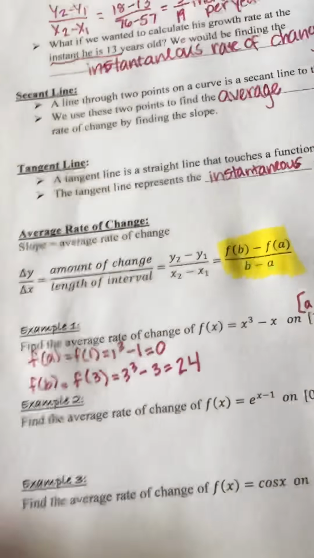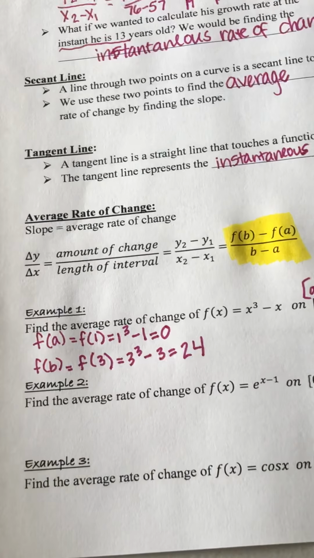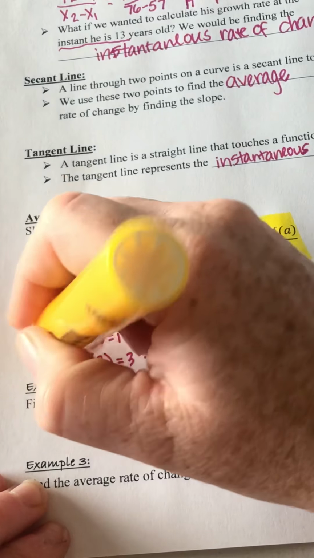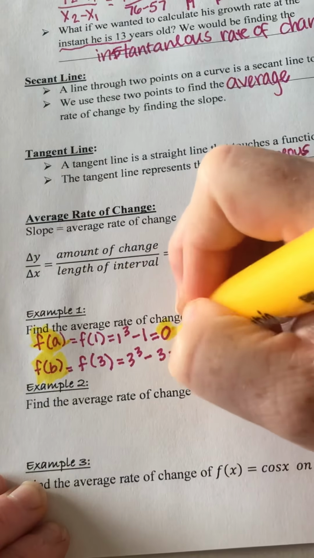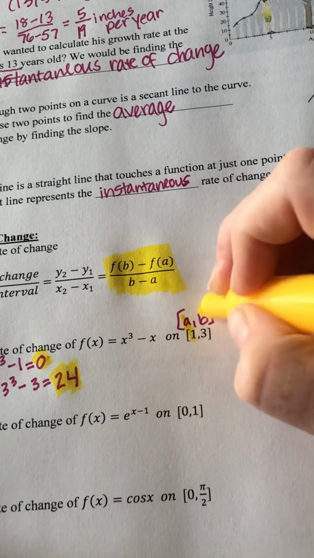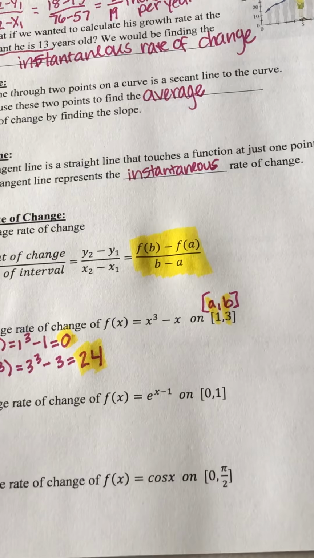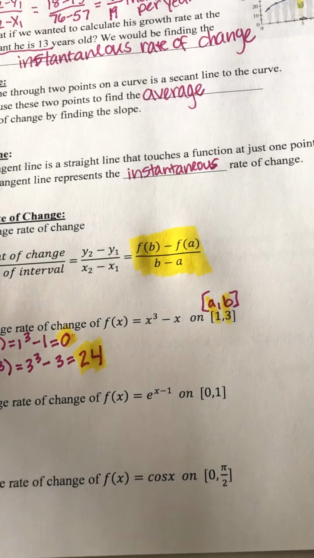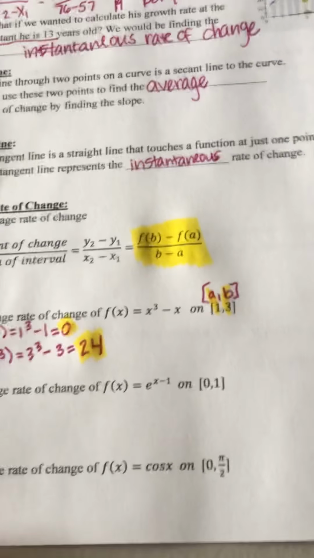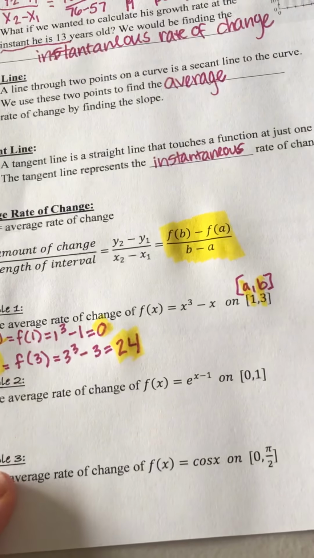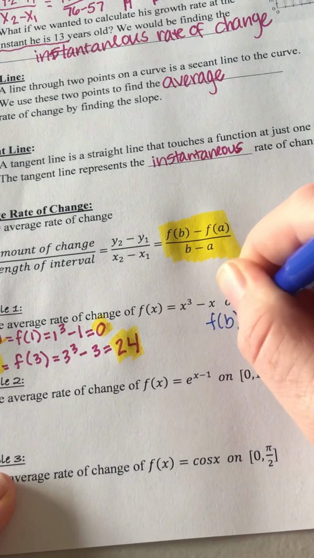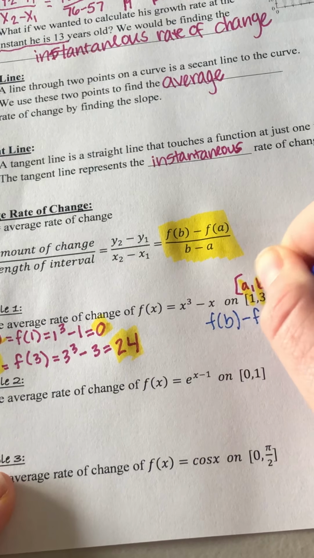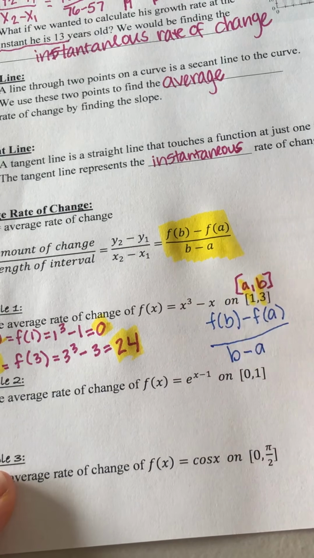Okay, so now we know what f of A, which is 0, and f of B, which is 24, are, and we know what A and B are. So we can plug it all into the function. Okay? All right, so we have f of B minus f of A all over B minus A.